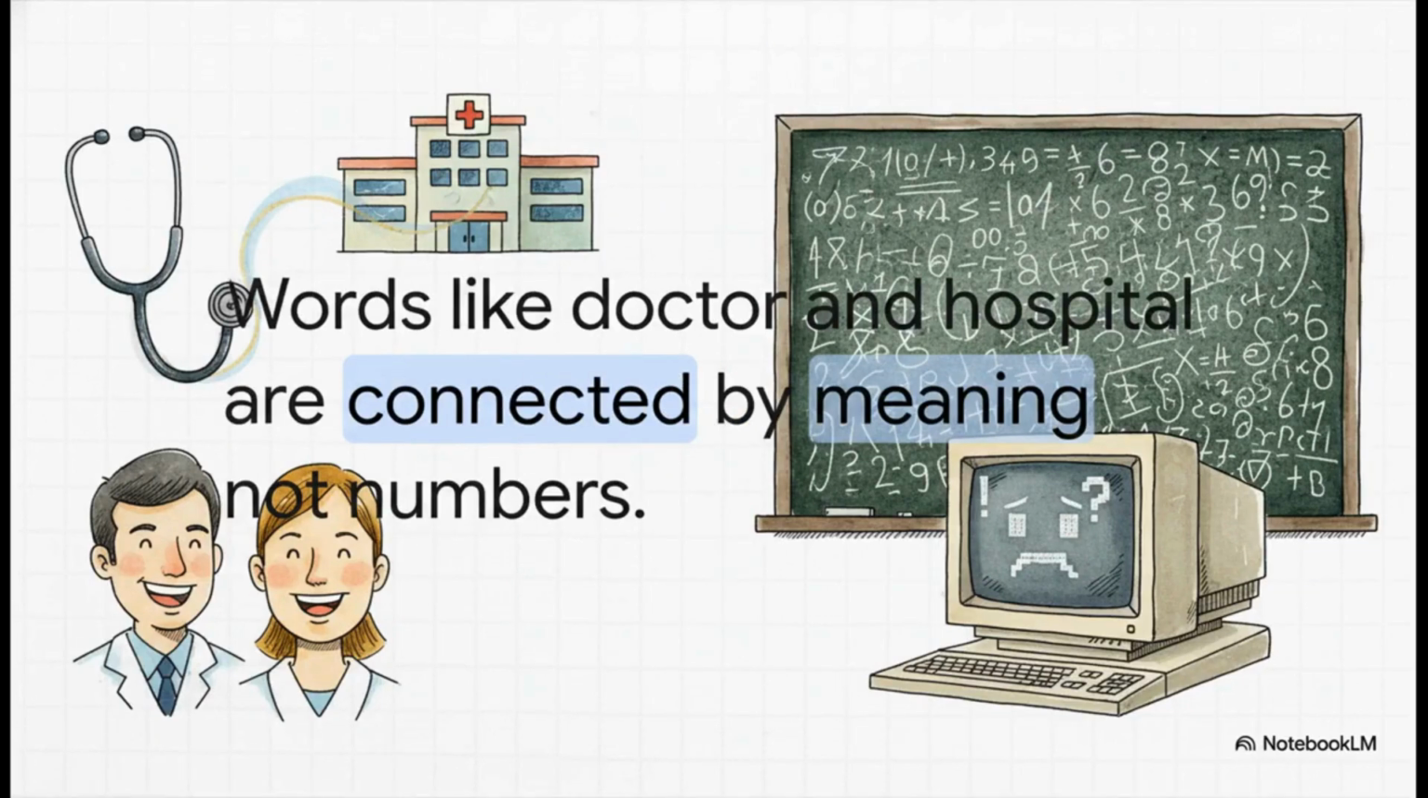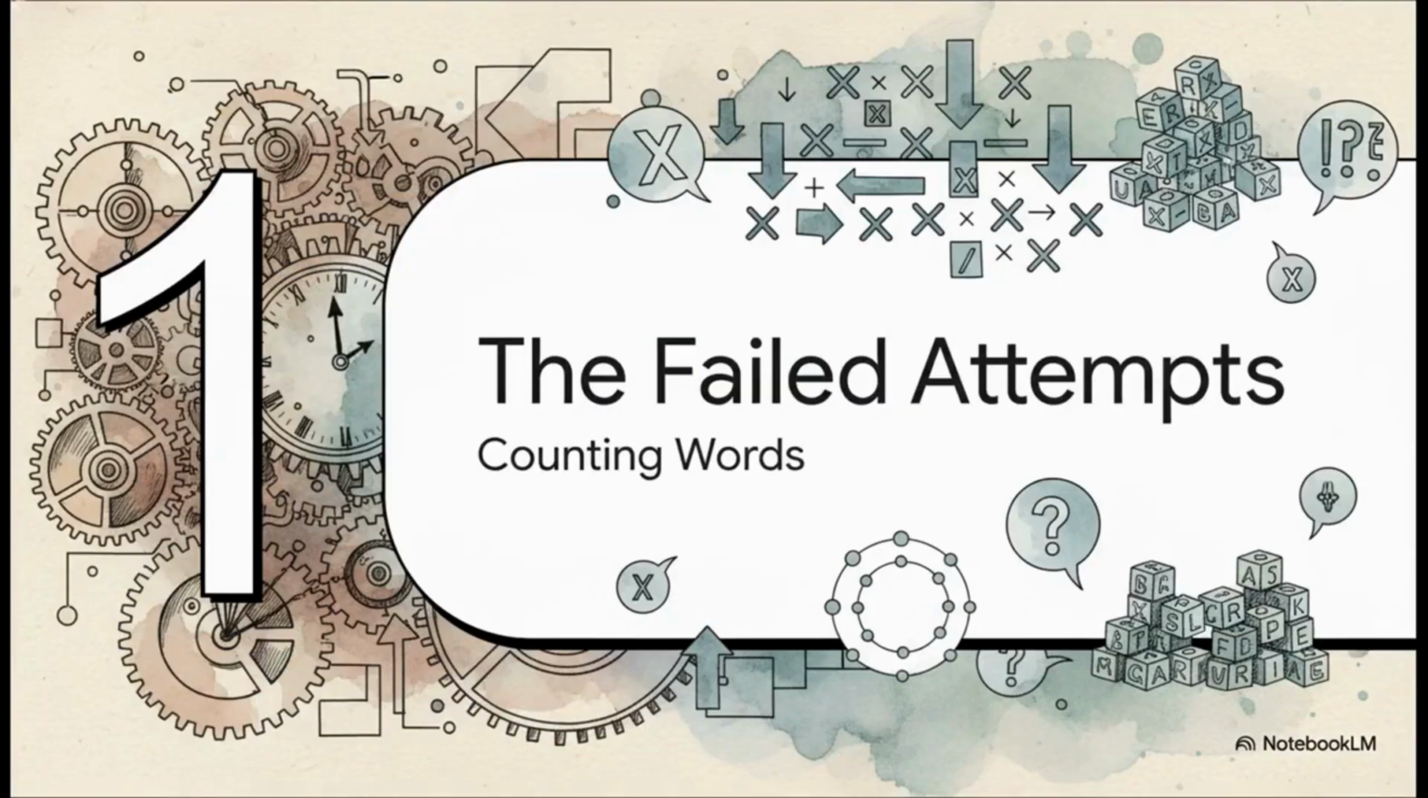We inherently just know these pairs belong together. We know doctor belongs near hospital, and that happy and joyful basically express the exact same emotion, but these words are connected by meaning, not by numbers. And this established a massive challenge for early AI researchers. I mean, how do you teach a strictly math-driven machine to see these exact same semantic relationships? Let's start with section 1, the failed attempts, counting versus understanding.